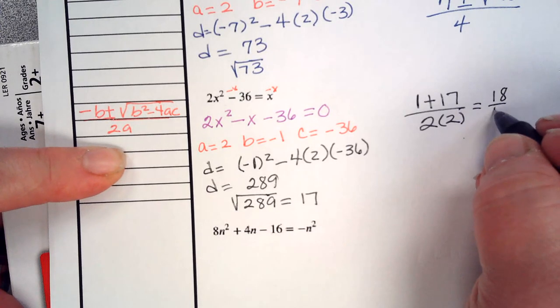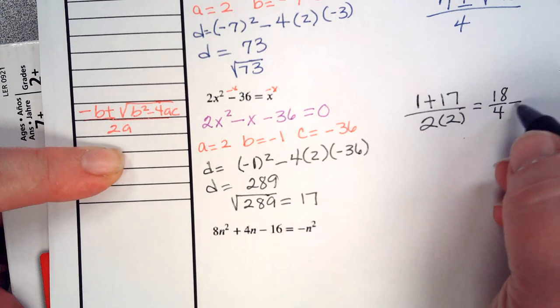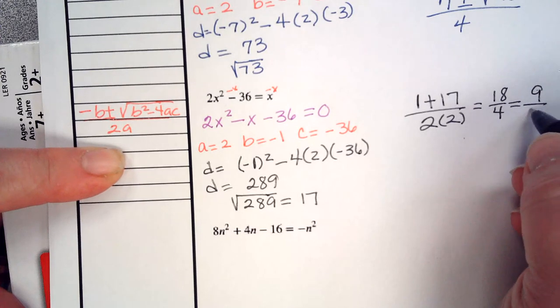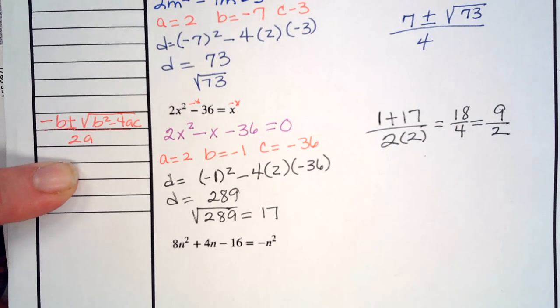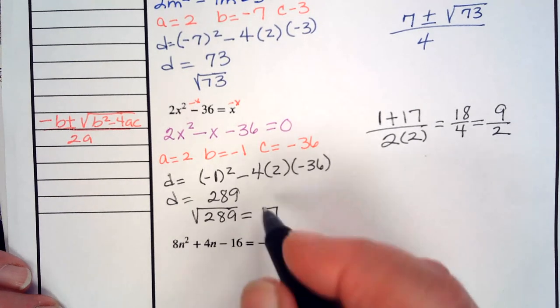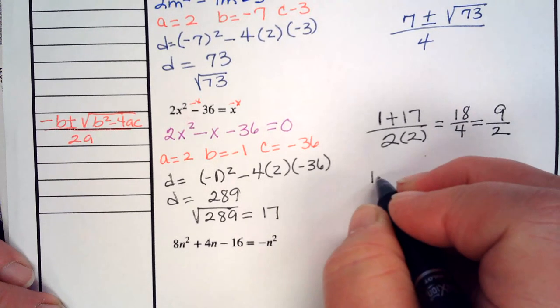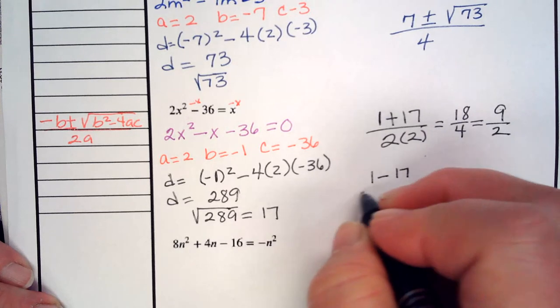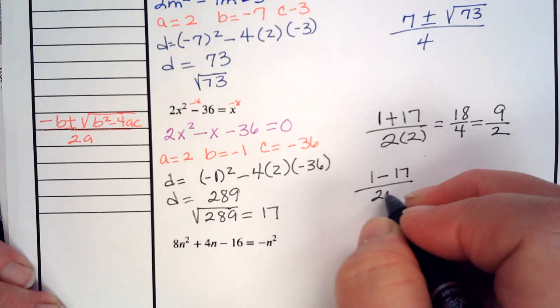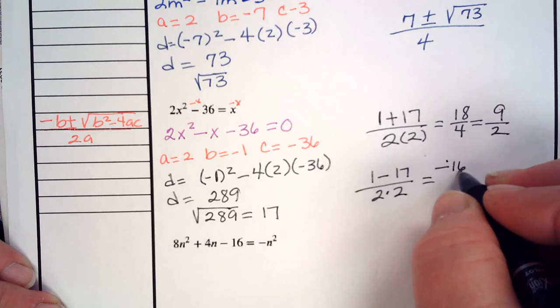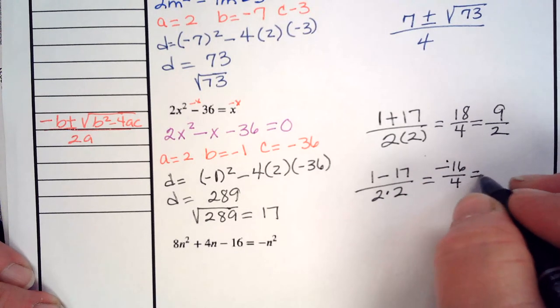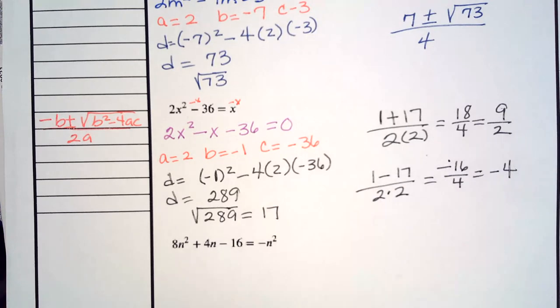18 divided by 4. I can factor out 2. 9 over 2 is the first answer. Second time we subtract. 1 minus 17 divided by 2 times 2. -16 divided by 4, which gives me -4. And I have my two answers.